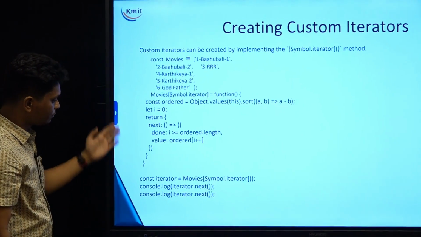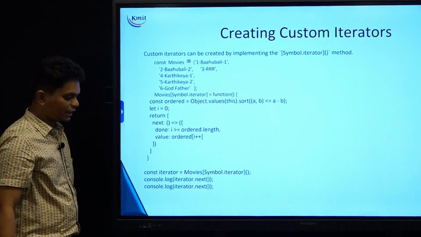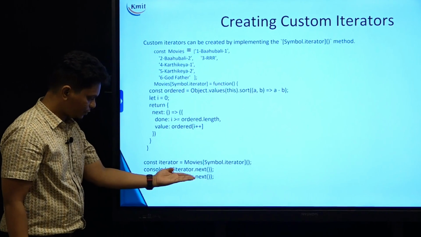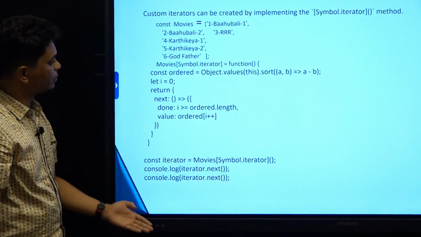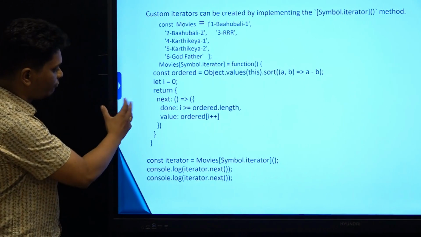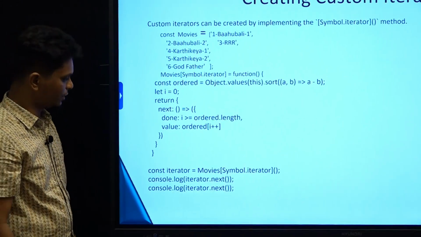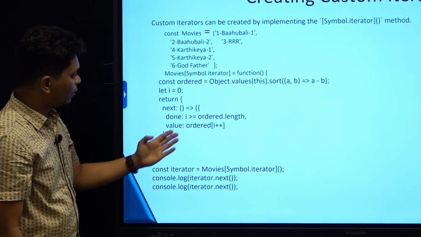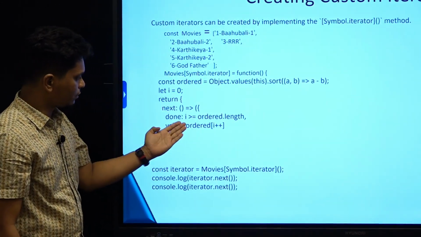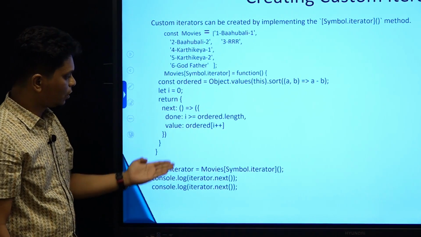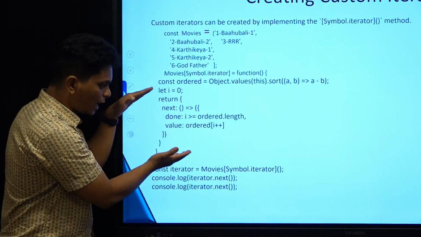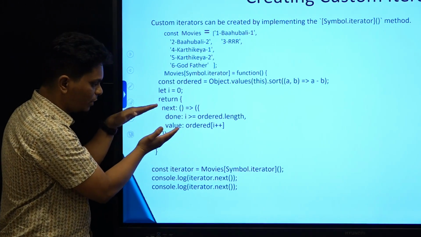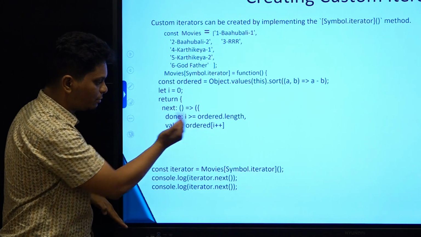Going forward with the example, here we have movies Symbol.iterator, and first we are calling the next method. The next method will fetch the first item in the list. Here we are looking at ordered.length, and the i value is 0, and as the iterator traverses through each element, the i value gets incremented.